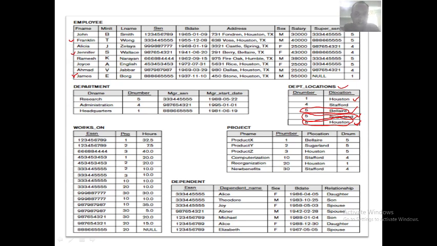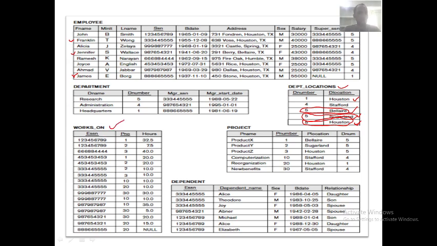Is this table understood? Why are both together the primary key? Is it clear now? Yes, sir. Okay, fine. Good. Now let me move to the works on table.